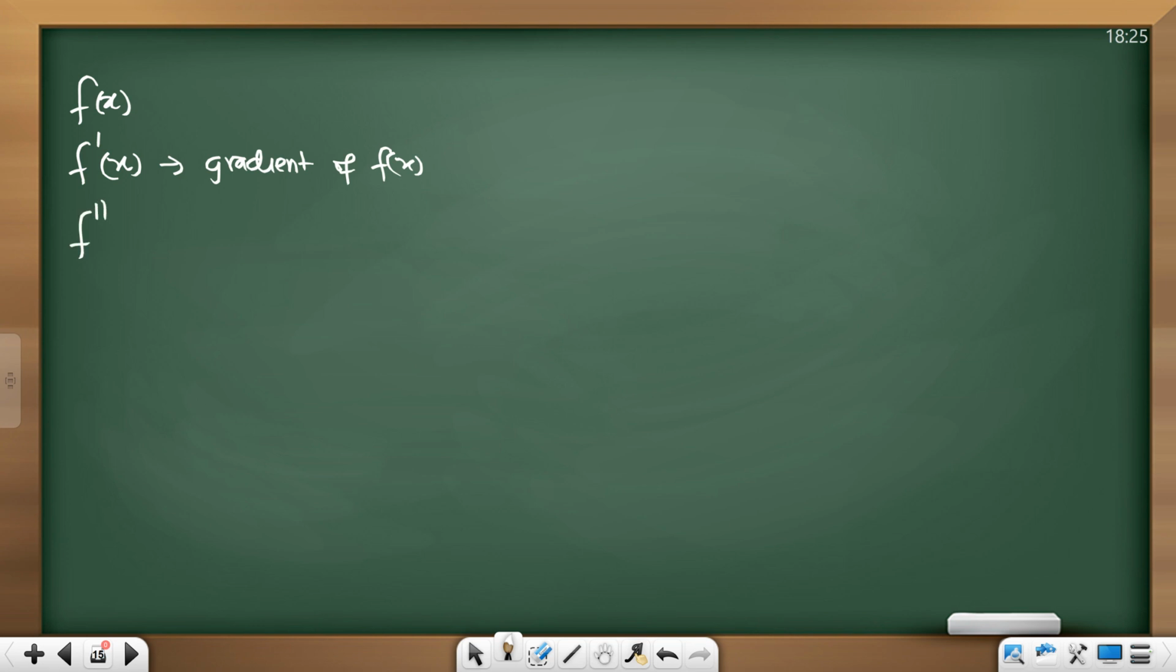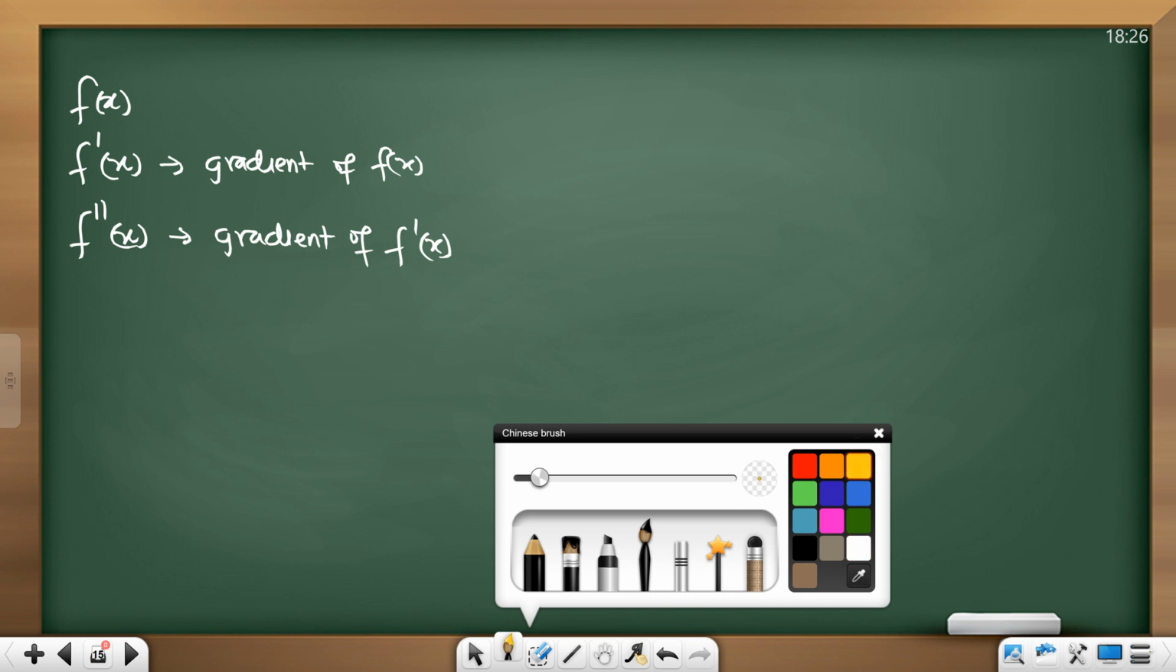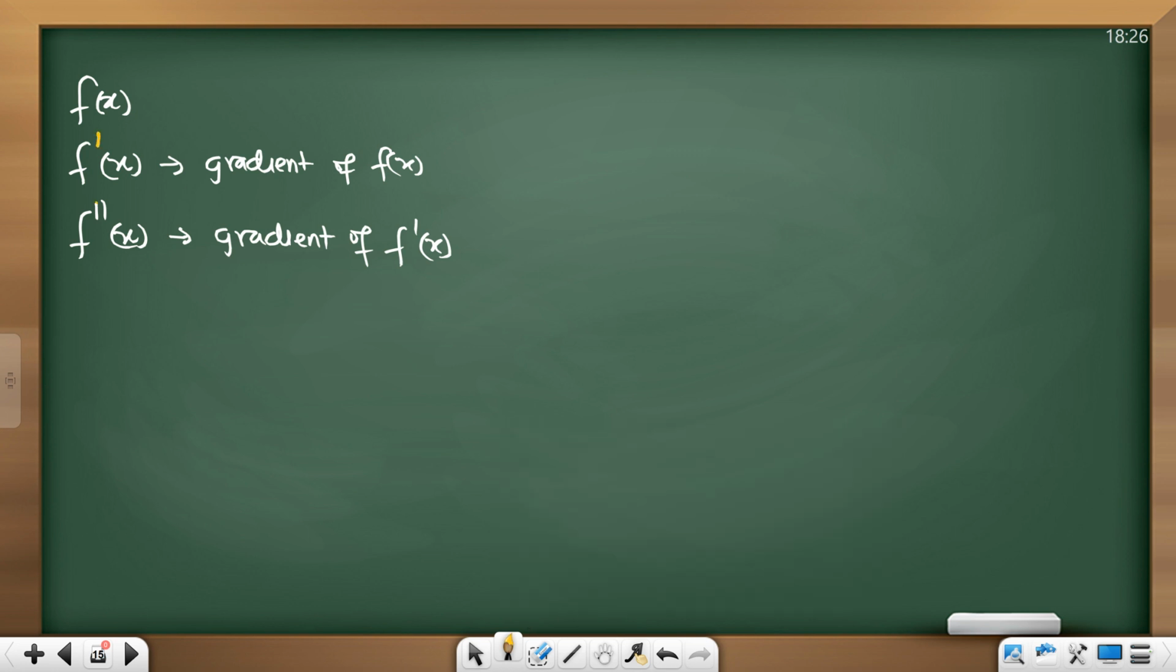If I then tell you this, what does this mean? It means the gradient of f prime of x, because this is the instruction. Let me use the yellow gradient. So the gradient of f of x, the gradient of f prime of x.